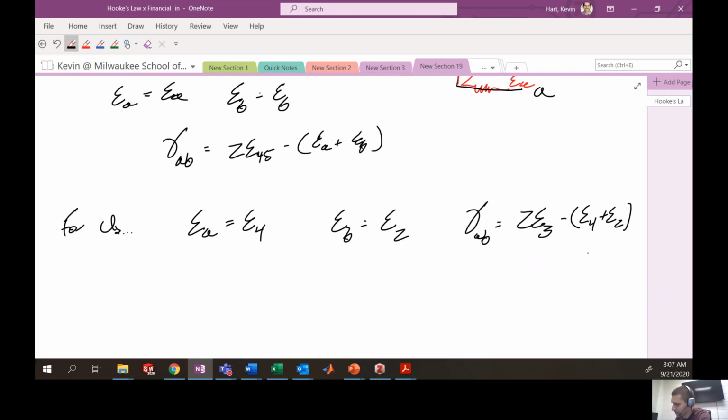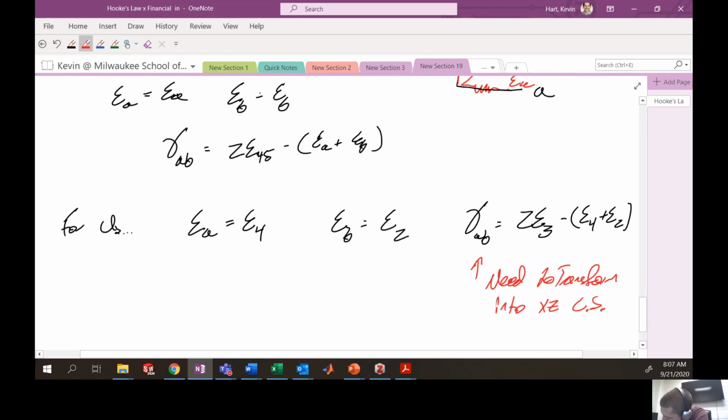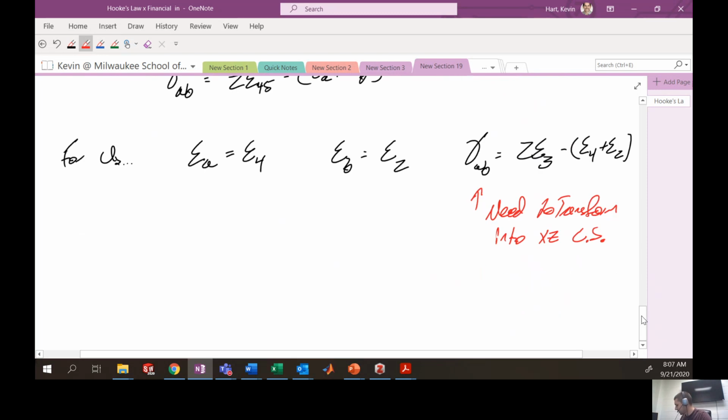So to finish this off, I need to transform into the XZ coordinate system. All right. The way we do that is with strain transformation equations. And these were given to you in the lab lecture notes last time.